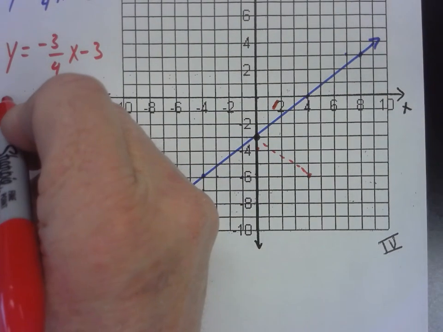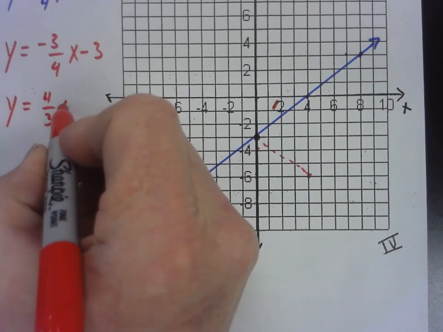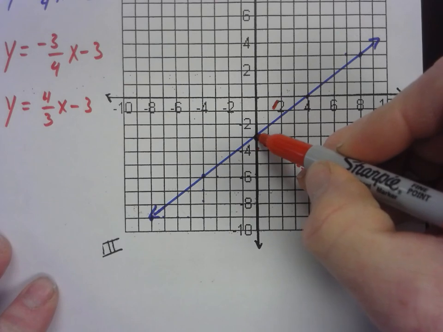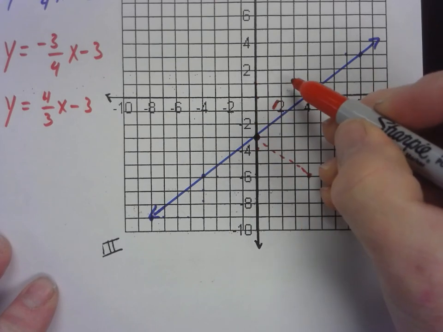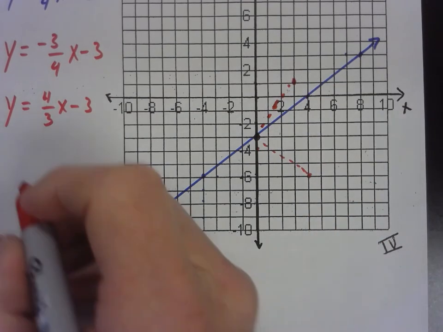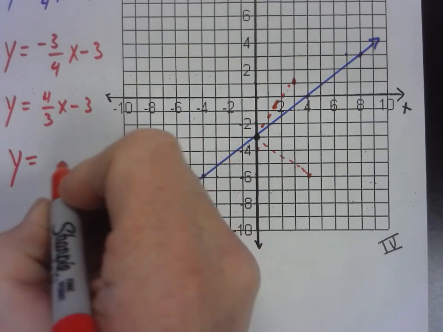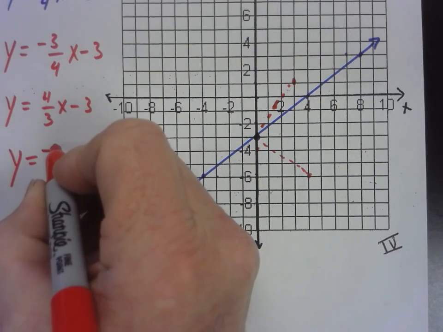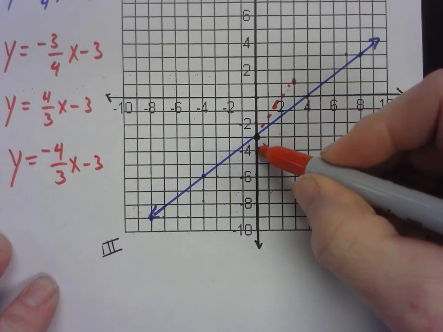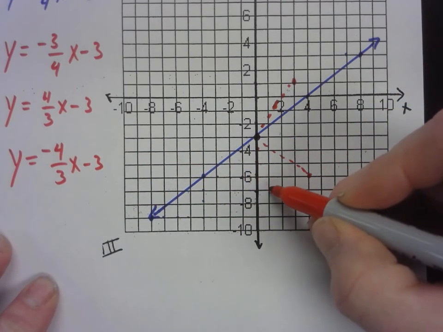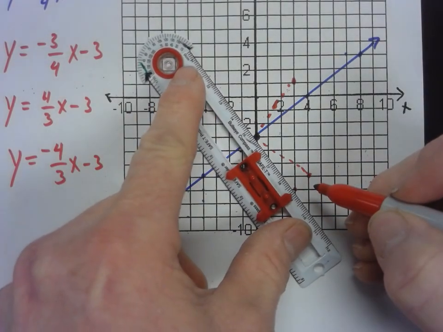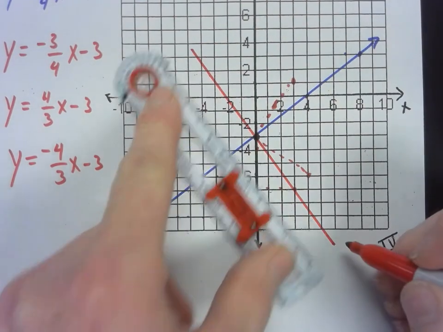Okay, let's do the reciprocal. 4/3 x. So from here we're going to go up 4 over 3. Does that look perpendicular? Okay, so now we all know where I'm headed, right? What does it have to be? Negative 4 over 3x minus 3. So if I actually go down 4, over 3, what do you say?